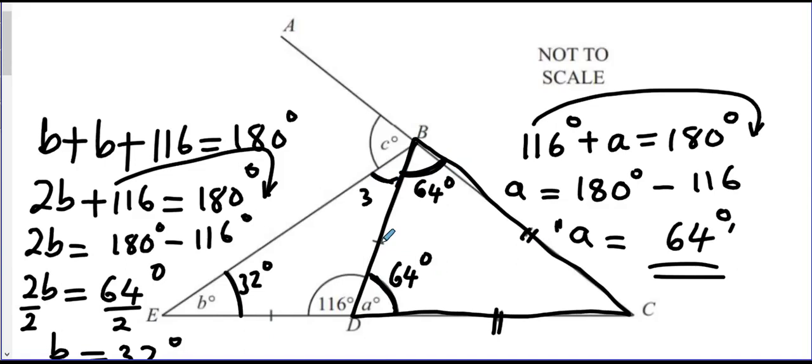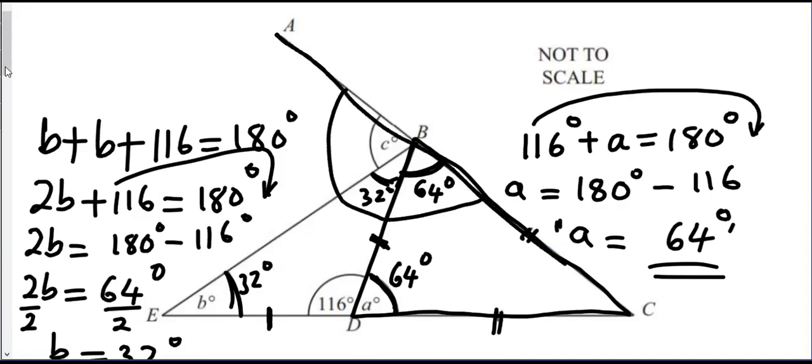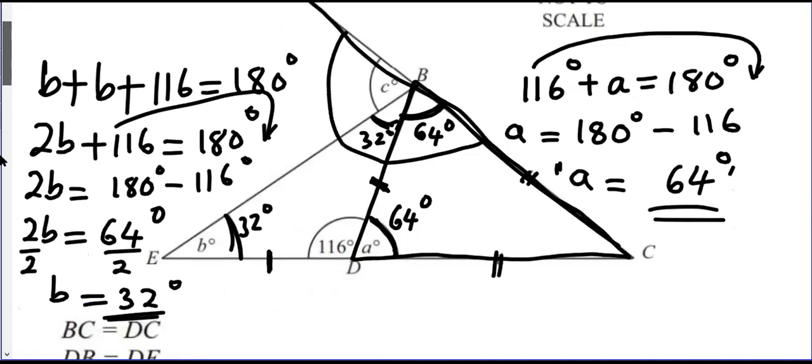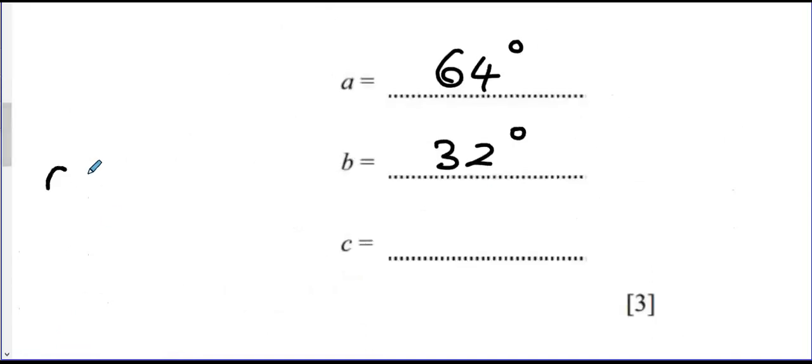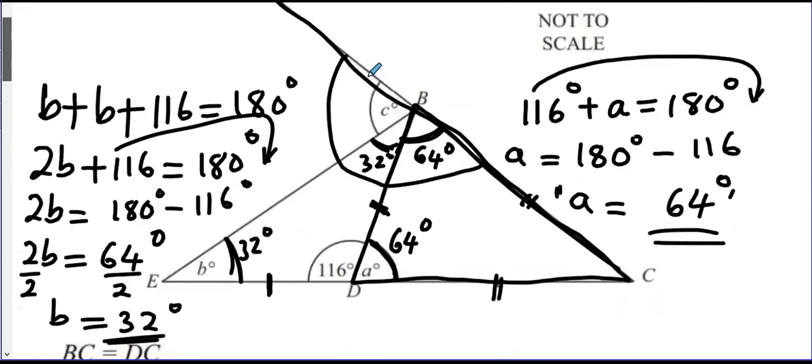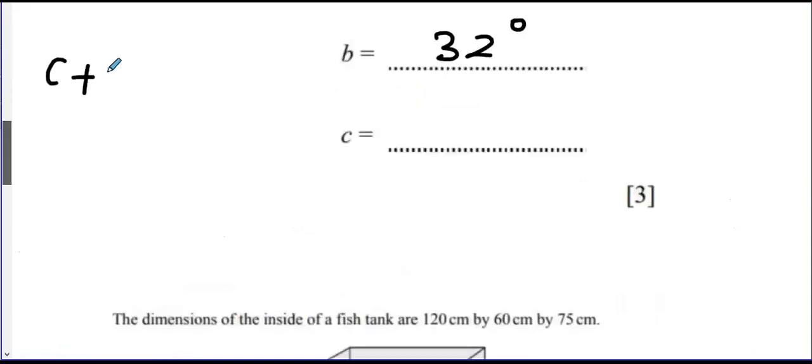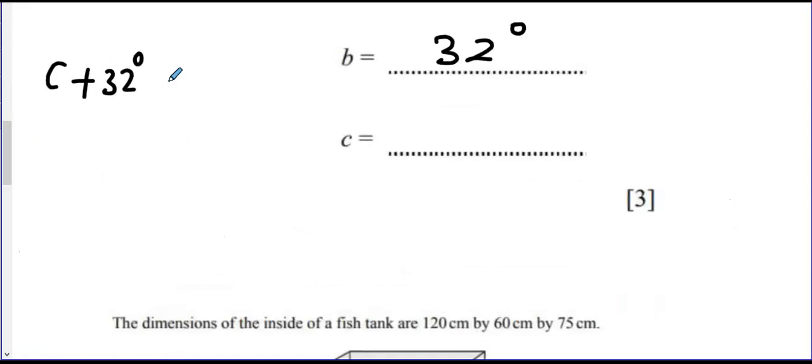How did I know? Because this symbol here means these two angles are equal. Now, how do we find the value of C? You take angle C plus 32 plus 64 equals 180. Why? Because that is a straight line. So to find the value of C, I'm going to write C plus 32 plus 64 equals 180 degrees.